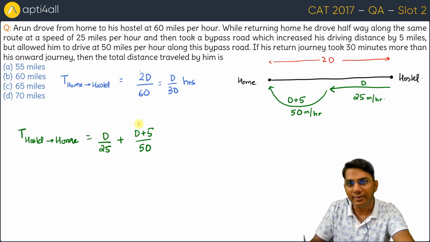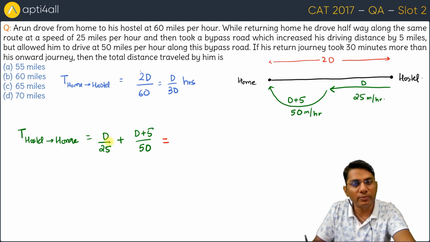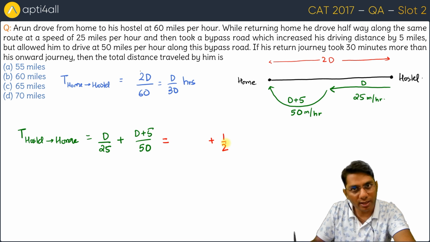Now the question says that his return journey, this journey, took 30 minutes more than his onward journey, this journey. So this time is 30 minutes. Now this is in hours, right? Since we are talking about speed in miles per hour, the time comes out to be in hours. So 30 minutes is half an hour. So this is half an hour more than this time, which is d by 30.